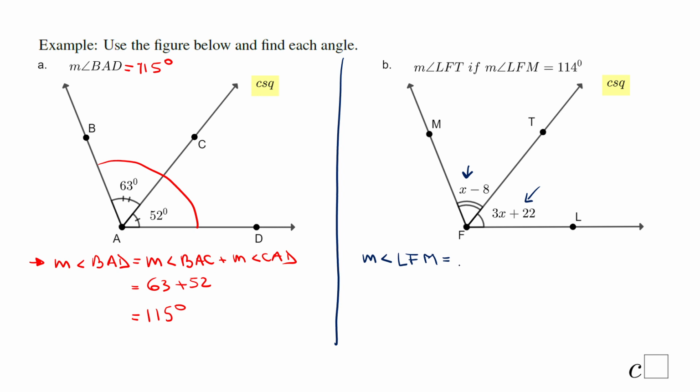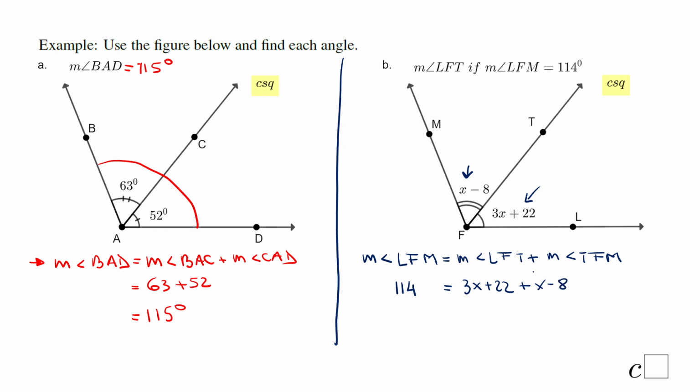MFL equals what? The measure of angle LFT plus the measure of angle TFM. So now we're going to replace this geometry with some algebraic expression. The measure of angle LFM is 114, that's my first thing. And then the measure of angle LFT is 3x plus 22. And the measure of angle TFM is x minus 8.